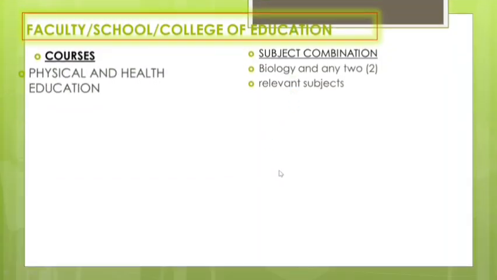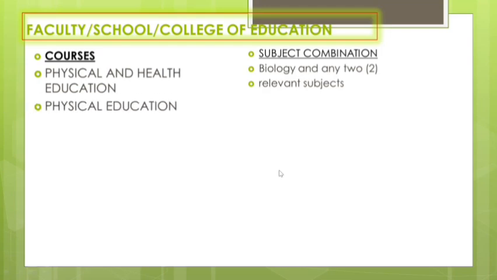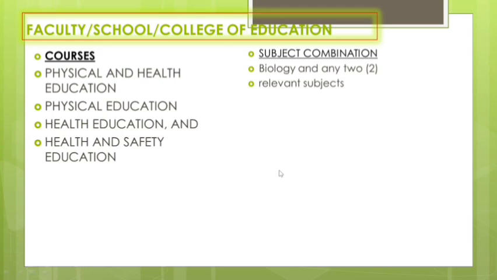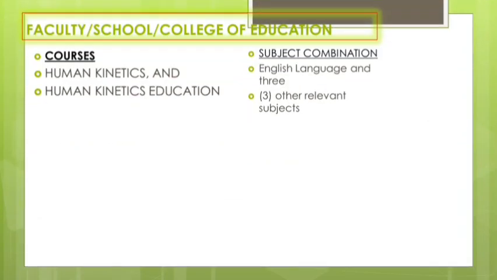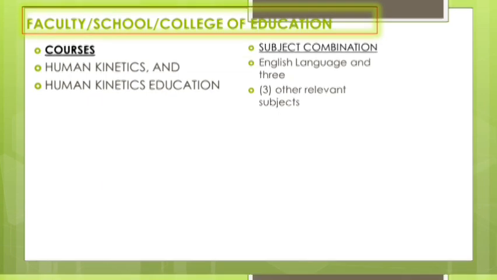For candidates applying for physical education, health education, and health and safety education, your JAMB subject combination include biology and any two relevant subjects, in addition to use of English that is compulsory. Are you a candidate applying for human kinetics and human kinetics education? Your JAMB subject combination include English, English language, and three other relevant subjects. We have earlier said that English is compulsory for all candidates, so you have to choose other three relevant subjects.